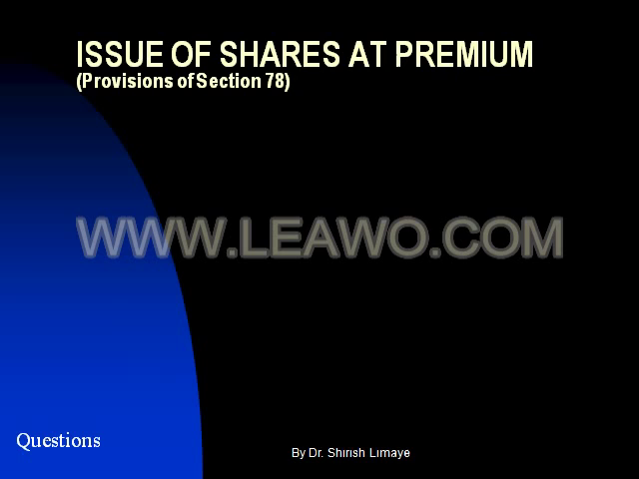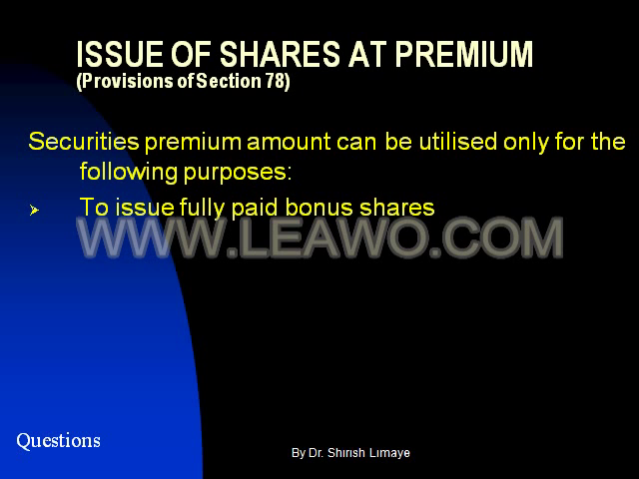Now let us learn the provisions of Section 78. The premium amount can be utilized for issuing fully paid bonus shares. It can be utilized for writing off preliminary expenses. Preliminary expenses are the expenses incurred by the company during the company formation period. For example, expenses of registration, expenses of printing memorandum and articles of association, etc.